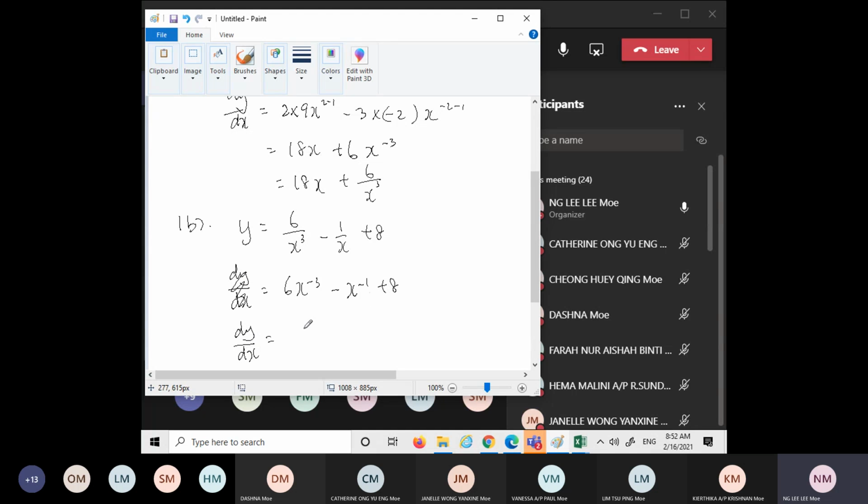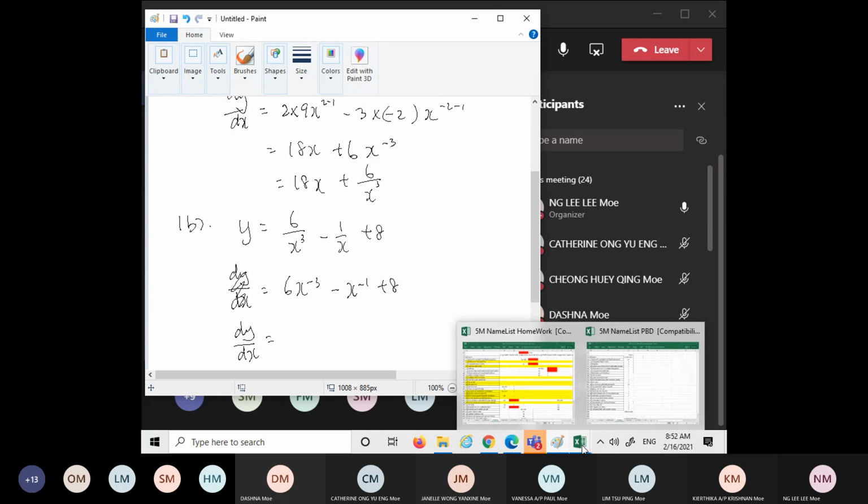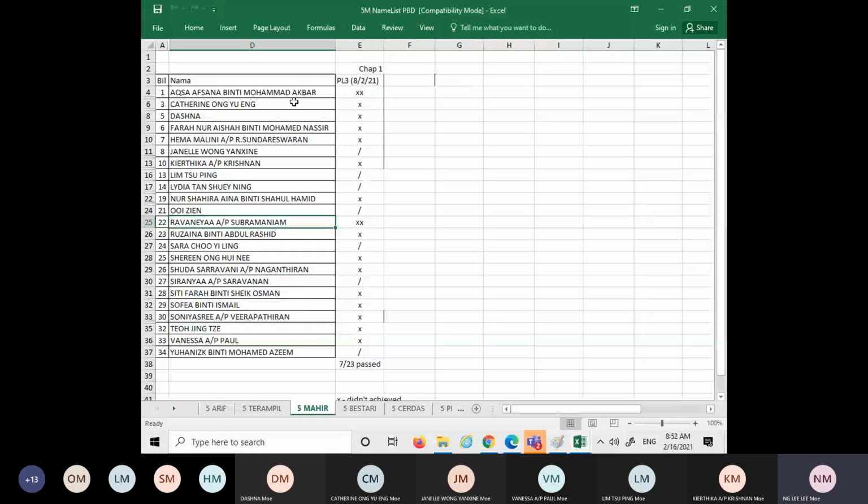Okay, Farah, you got no mark, so you type. Differentiate this: 6x to the power negative 3. What do you get? Okay, I give marks first. Catherine getting 1 mark. This one missing, getting 0 marks. Dashna getting 1 mark. Now waiting for Farah.